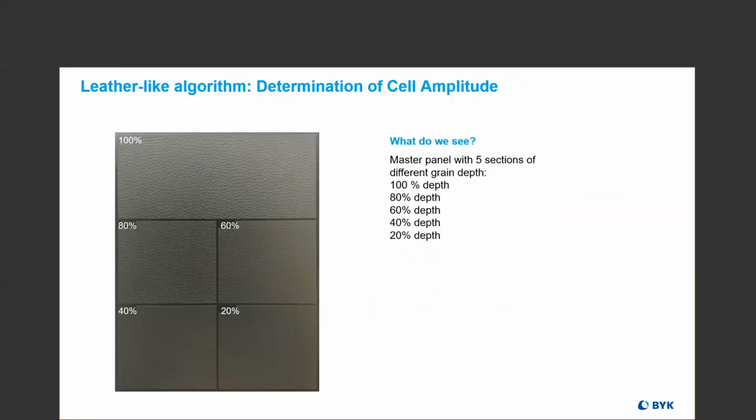Here we have pictured a master panel with 5 different sections, and each of these sections has a different depth, or at least a different apparent depth. And you can see that the section at the top, marked 100%, has the deepest grain, and the depth decreases as we move down the panel to those lower percentages. And so what we'd like to determine here is the mean cell amplitude.